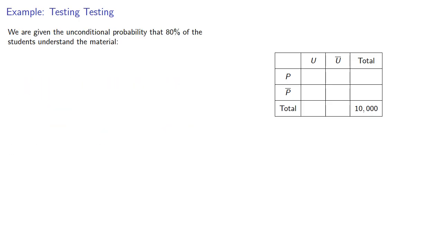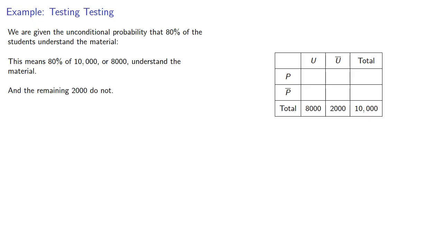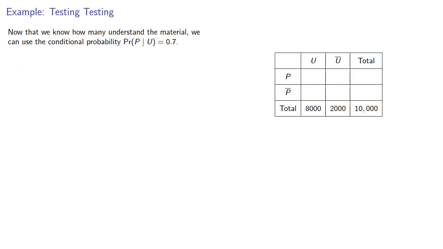Finally, we're given the unconditional probability that 80% of the students understand the material. This means 80% of our 10,000, or 8,000, understand the material, and the remaining 2,000 do not. Now we know how many understand the material, so we can use our conditional probability. So 70% of those 8,000, or 5,600, pass, and the remaining 2,400 do not.